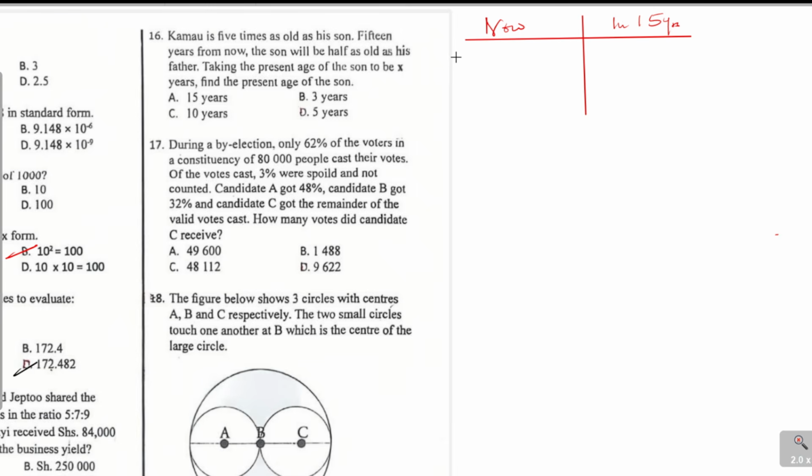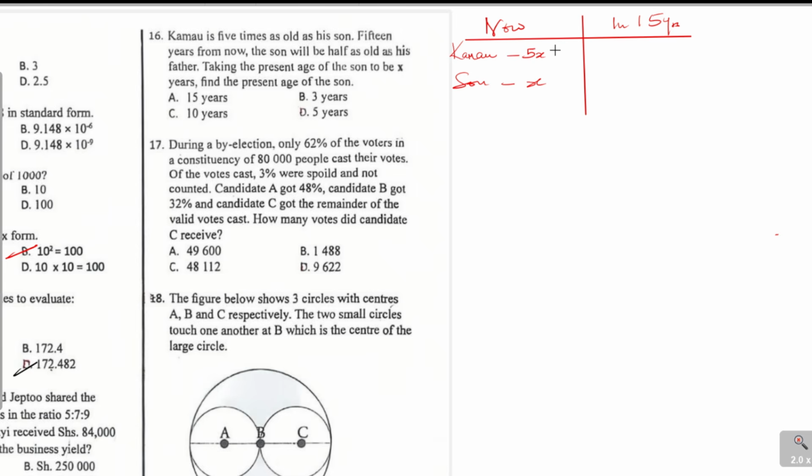So we have Kamau, and we have the son. So we are taking the present age of the son to be X. And we're given that Kamau is 5 times. So 5 times means 5 times X. So the age of the father right now is 5X.